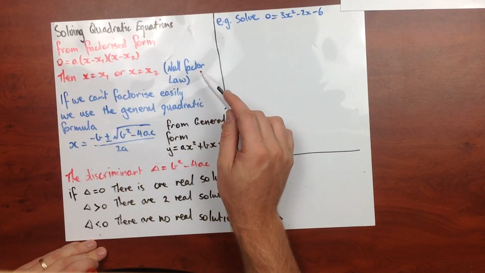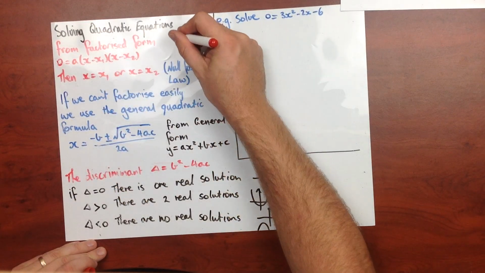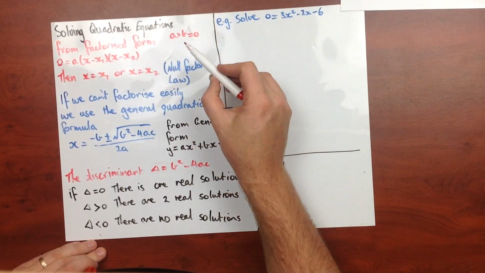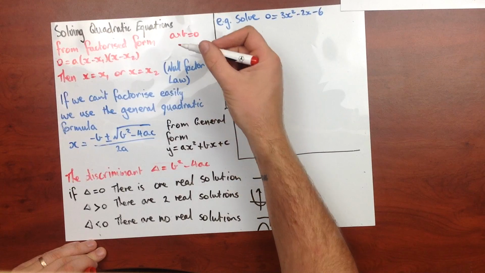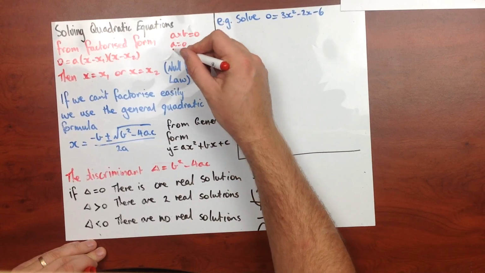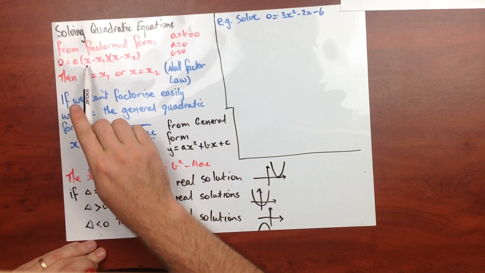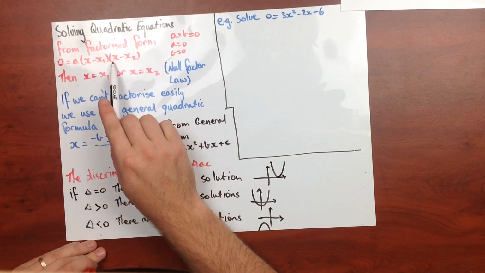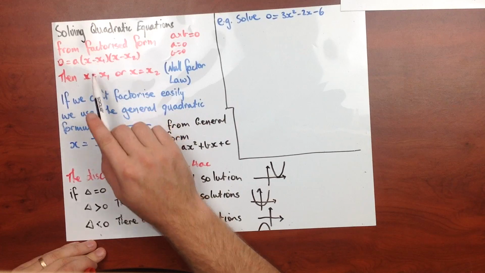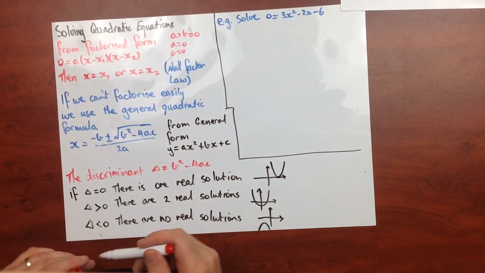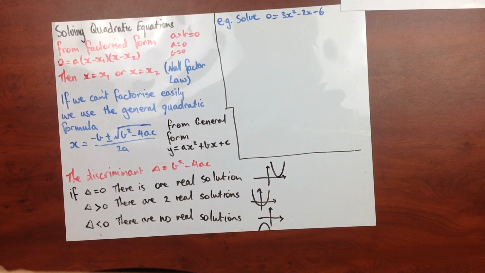Okay, this is the null factor law, and that's basically saying if you've got a times b equals 0, so two numbers, don't know what they are, multiplied to give 0, then we know either a equals 0 or b equals 0, or both. So we use that knowledge. Then we know that this bracket has to equal 0 or this bracket has to equal 0, and that means that x is going to equal this value or that value. Okay, so we should be familiar with the null factor law.